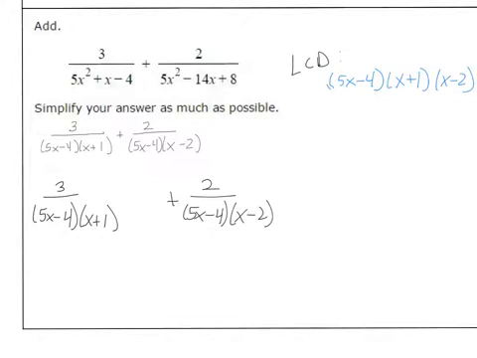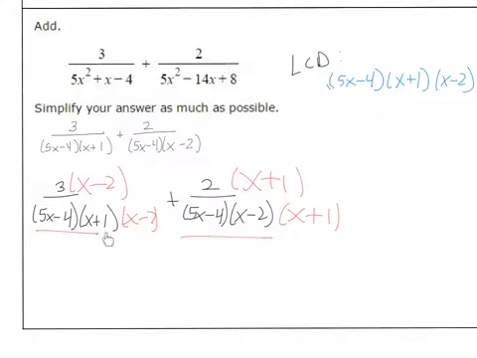Our next step is to compare what we have with what we need to have in the denominator, and as I said before, give it the missing piece. So this fellow's missing an x minus 2. His top and bottom gets an x minus 2. And this fellow's missing the x plus 1. So the top and bottom gets an x plus 1.